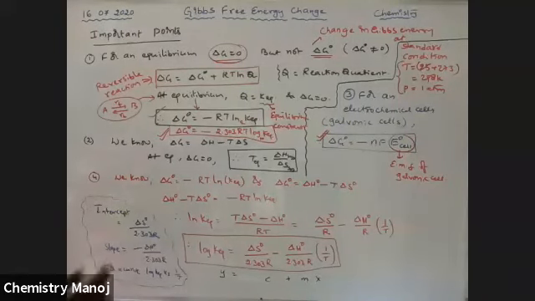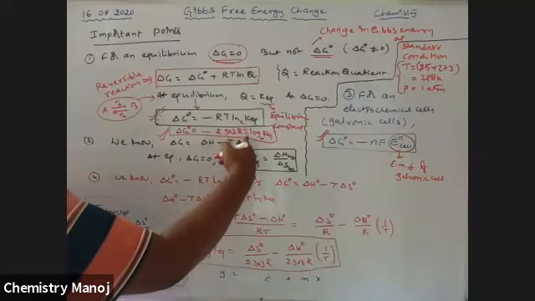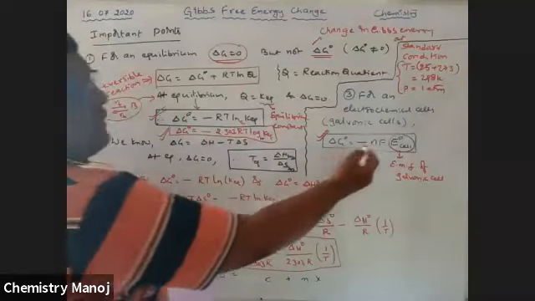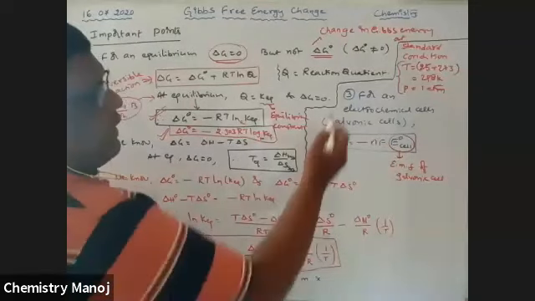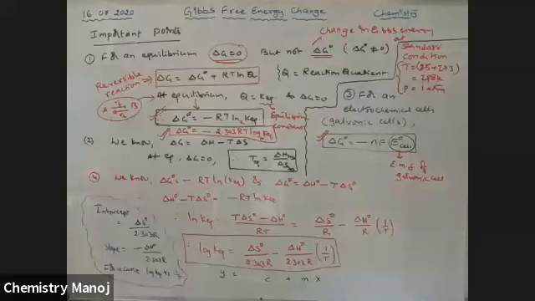So delta G naught is equal to minus 2.303 RT log K equilibrium. Delta G naught is equal to minus nF E naught cell. And it is for a galvanic cell, it is for a reversible reaction.